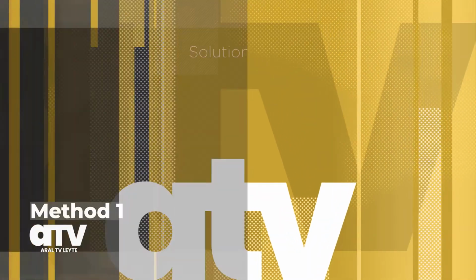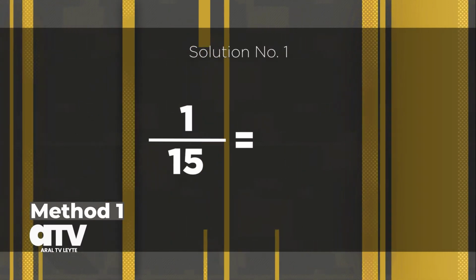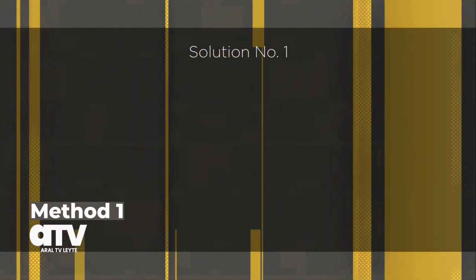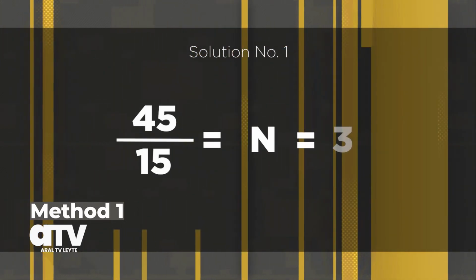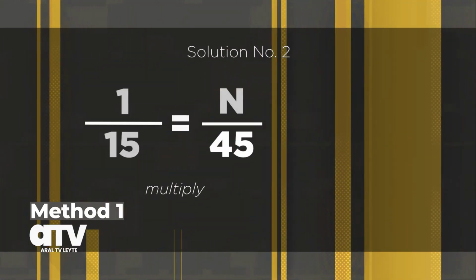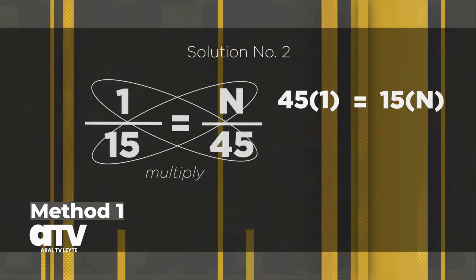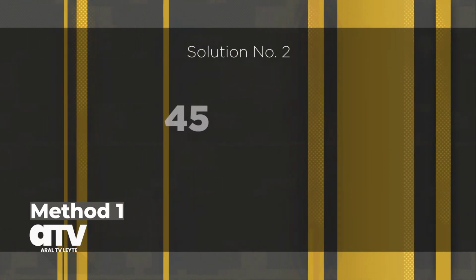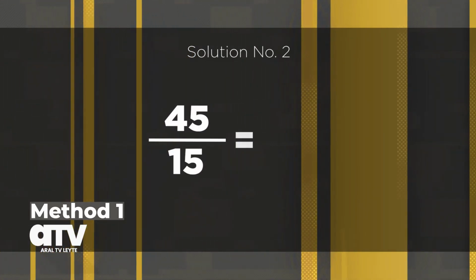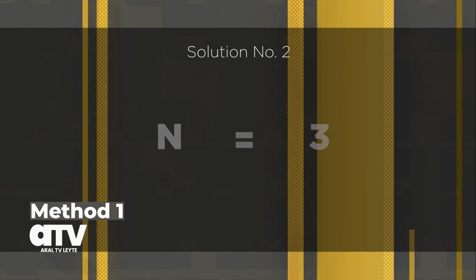Method number 1, cross multiplication. Solution number 1. 1 over 15 is equal to n over 45. 45 divided by 15, n is equal to 3. Solution number 2. 1 times 45 is equal to 15n. 45 is equal to 15n. 45 over 15 is equal to 15n over 15. N is equal to 3.